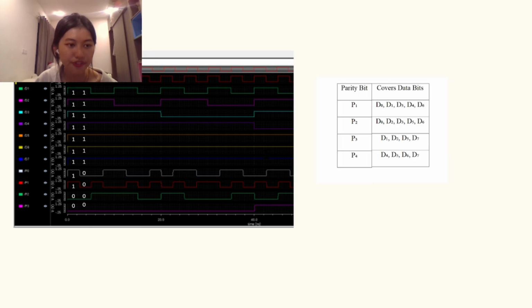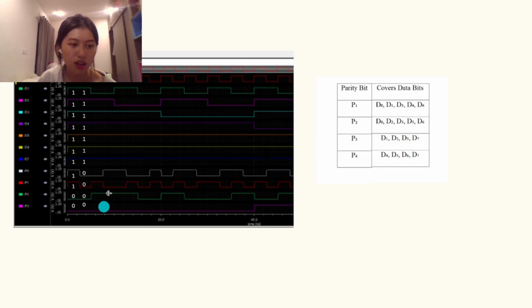So you can see the waveform here, with the bits D0 to D8 equal to 1. Now P1 is the XOR of all 1s, and P1 will be 1. And P2 is the XOR of all 1s, and P2 will be 1 too. And with P3, it is the XOR of all 1s, and it will be 0. And P4 is the XOR of all 1s, and it will be 0 too.